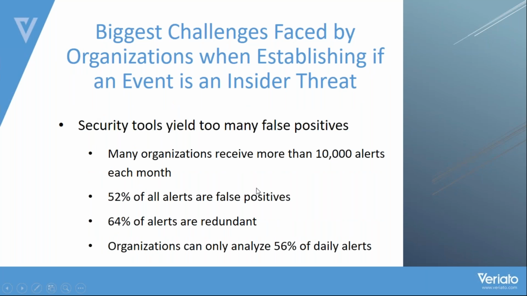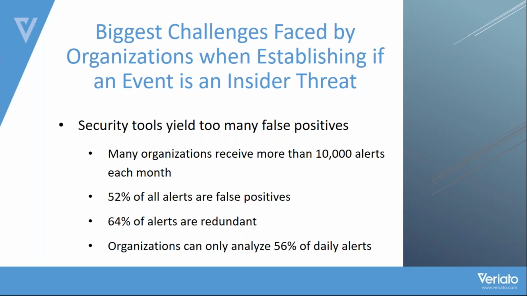Another challenge: security tools yield too many false positives. A lot of organizations get more than 10,000 alerts every month, and 52% of those alerts are false positives. 52%. Isn't that wasting a lot of your time? Do you want your time wasted? I don't want my time wasted. 64% of those alerts are redundant. And guess what happens with redundancy? We become complacent.